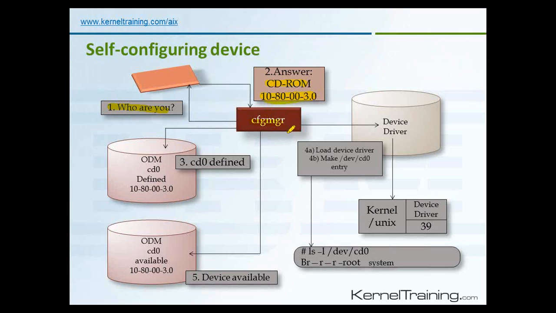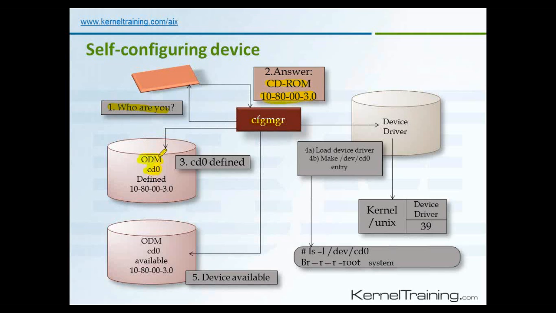As soon as it finds out what kind of device is connected, it will move this device into the defined state, where it will make an entry related to the CD-ROM. It will make an entry in ODM saying that I found one CD-ROM, which I am going to name cd0. It can be any name. If one CD-ROM already exists, then it will give it cd1. If two exist, then cd2, and so on.